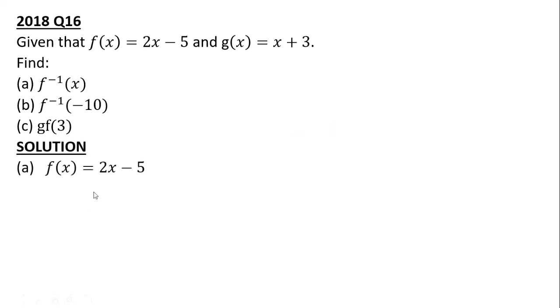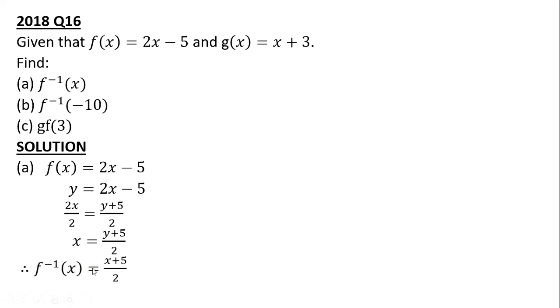So we'll start. Where you're supposed to put f inverse of x, replace it with y. y is equal to 2x minus 5. Make x the subject of the formula. To find the value of x, divide both sides by 2. Your x will be equal to y plus 5 divided by 2. Your f inverse of x will replace where there's that x, and where there's that y, replace it with x. Therefore, our f inverse of x will be equal to x plus 5 divided by 2.